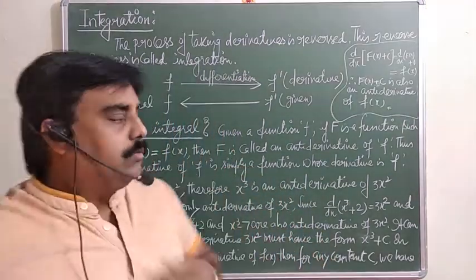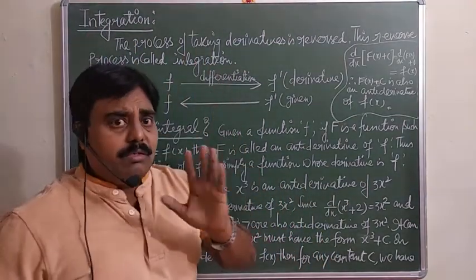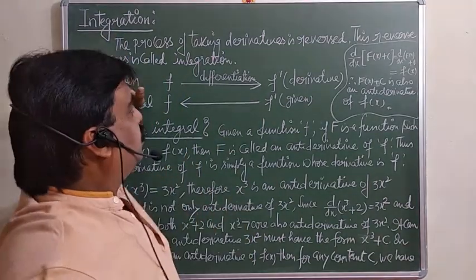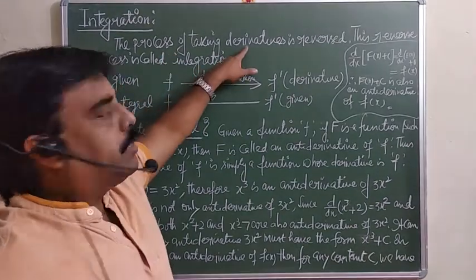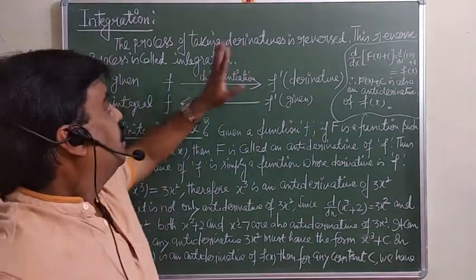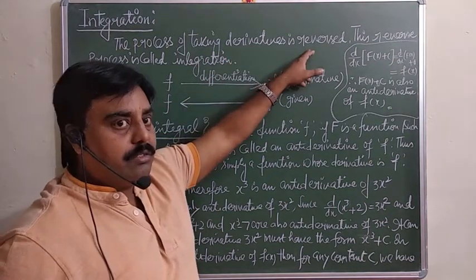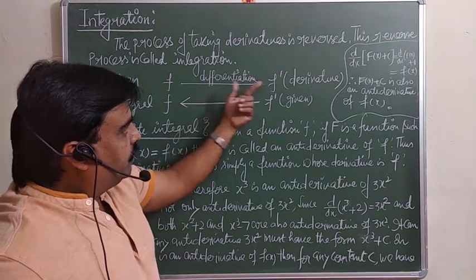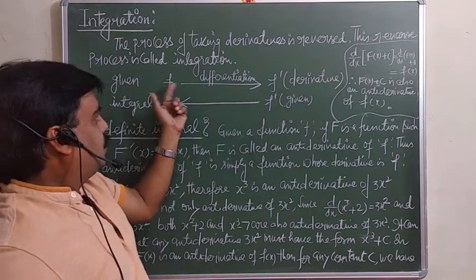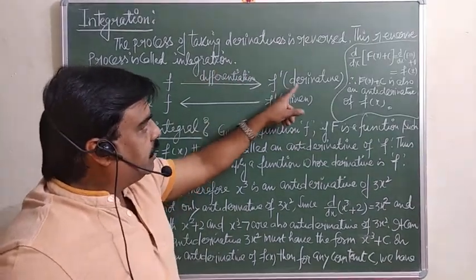Hello everybody. Now we will discuss integration. So first of all, differentiation. Differentiation is the process by which we get the derivative of a function. The process of taking derivatives is reversed. Any function is given, you take the derivative of that function. Differentiation is the process by which we get the derivative of the function.